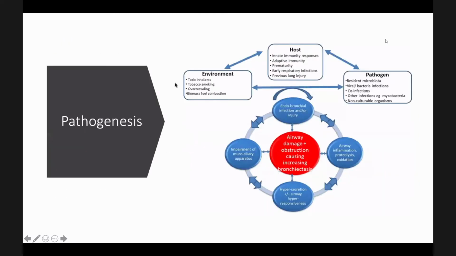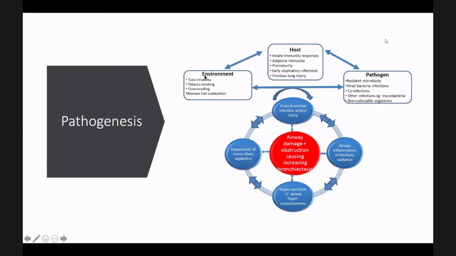Coming to the pathogenesis of bronchiectasis, there are host factors, environmental factors and pathogens, all of which play a part. The host factors can be innate immunity response, adaptive immunity, prematurity, early respiratory infections, and previous lung injury. In our case, it might be a previous lung injury because of the infection, that is tuberculosis.